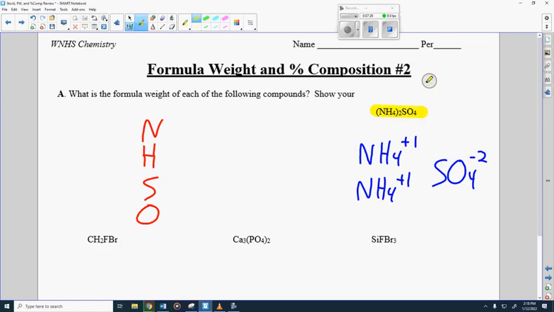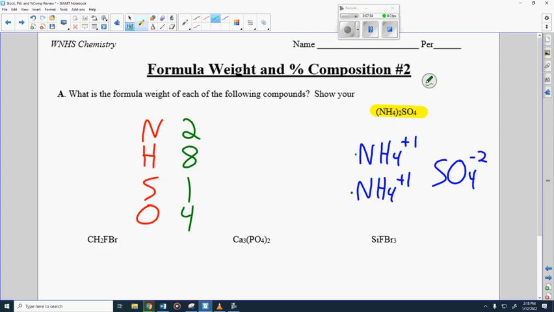Now, when you go to count your nitrogens, because what I want to do with these elements is count how many I have of each one, you can see that there's a nitrogen here and here. So we got two of those guys. But if you didn't ever draw this out, you could just see, hey, I have two ammoniums. There's one nitrogen in each one, so 2 times that one gets me 2. How many hydrogens? Well, I have 8. I got 4 in each ammonium. I've got the 1 sulfur, and I've got 4 oxygens.